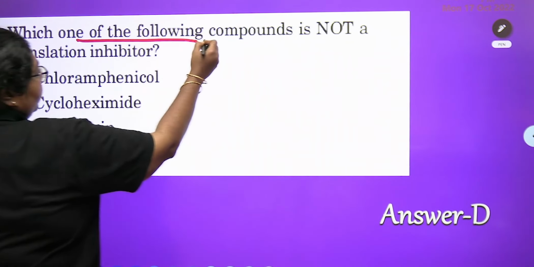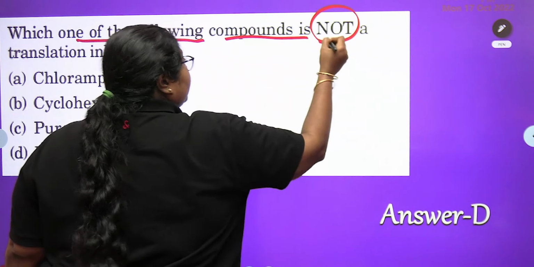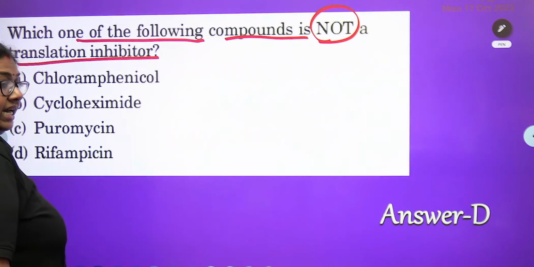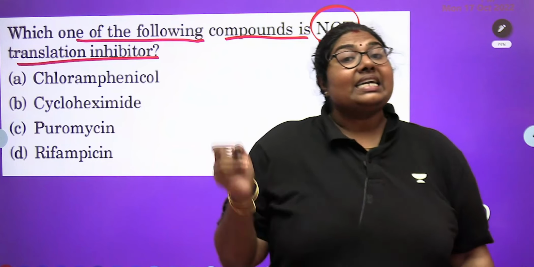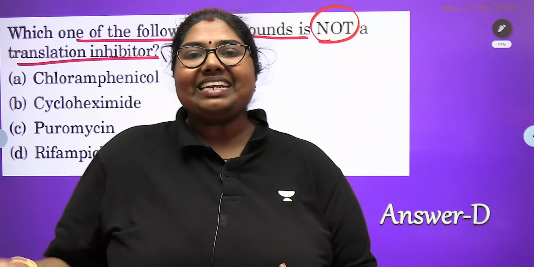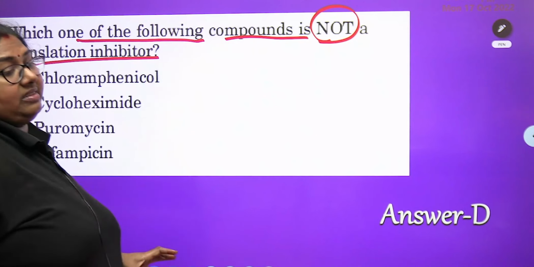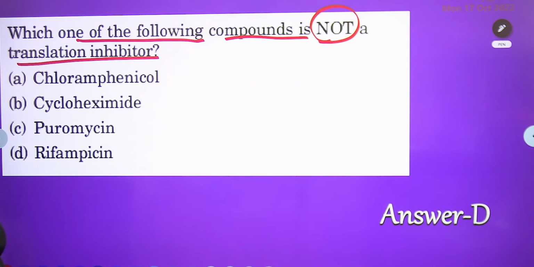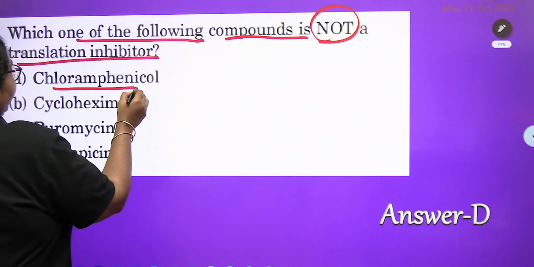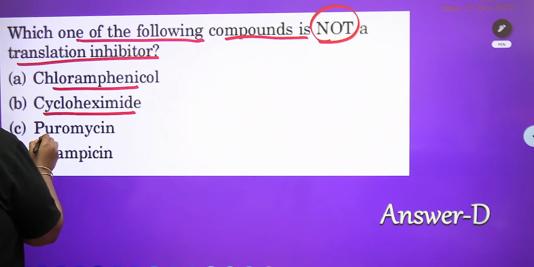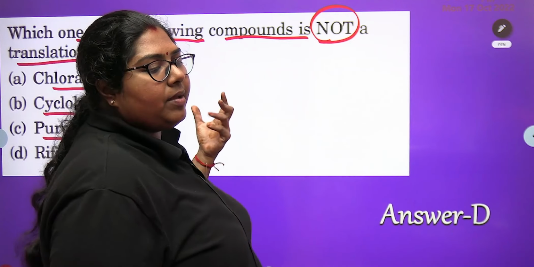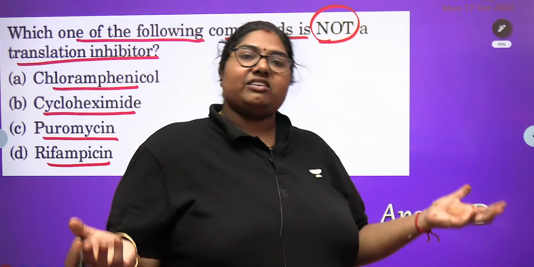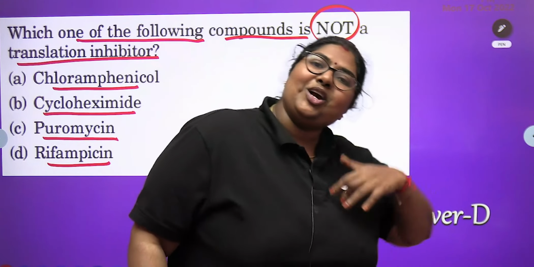Which one of the following compounds is not at all a translation inhibitor? It may be another kind of inhibitor, but it is not a protein synthesis or translational inhibitor. The options include chloramphenicol, cycloheximide, puromycin, rifampicin. Translation means it may be at the initiation stage, the elongation stage, or any stage, but it should not be involved beyond translation.